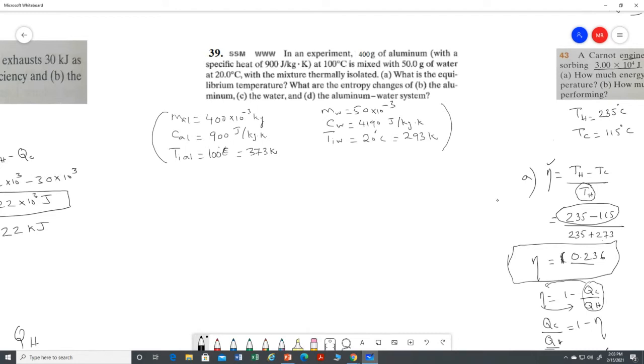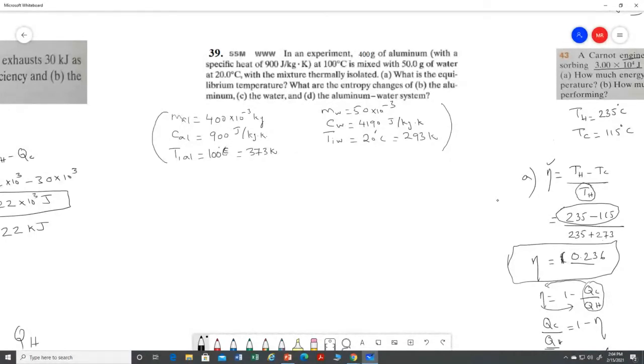When you mix the hot with the cold, after some time they become the same temperature. So after some time, the equilibrium temperature will be maintained, and that is the final temperature of aluminium as well as water. Okay. Now we have to write the most important equation.